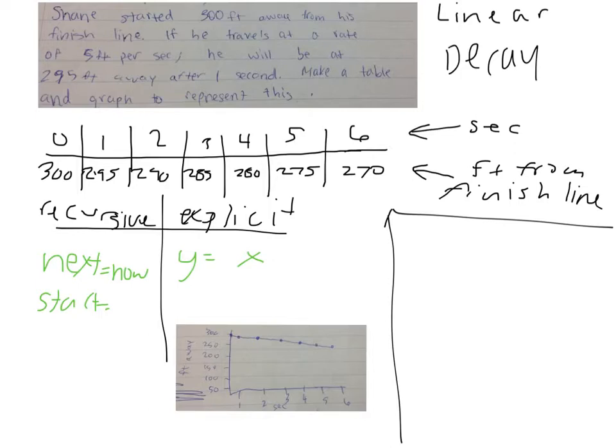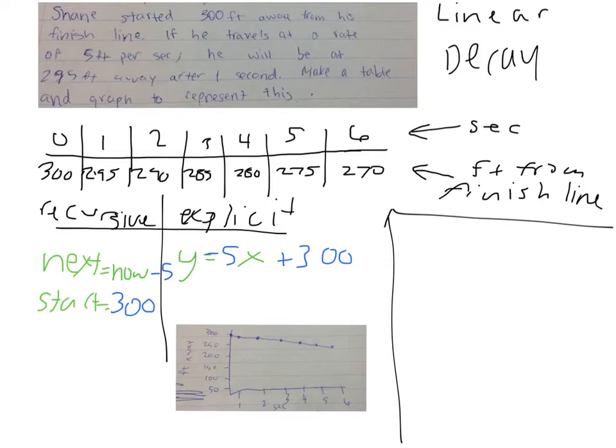We have a recursive rule set up, and since we are moving down at a linear rate of -5, since we are decreasing, it would be negative. So next equals now minus 5 with a start value of 300. Our explicit rule would have to be -5, because that is our rate of change, or our slope, plus 300 because 300 is our start value. Our graph shows that we are moving at a rate of -5 per second.